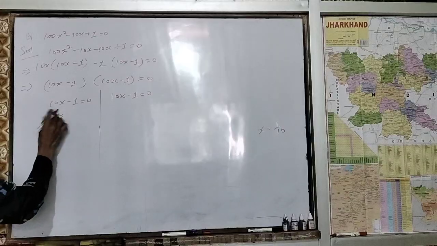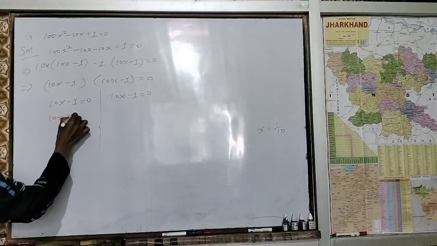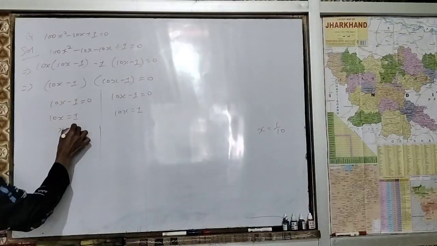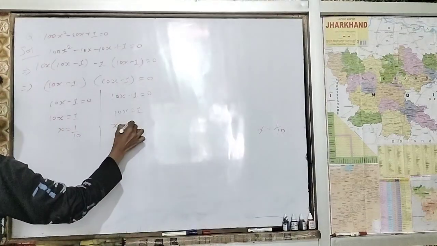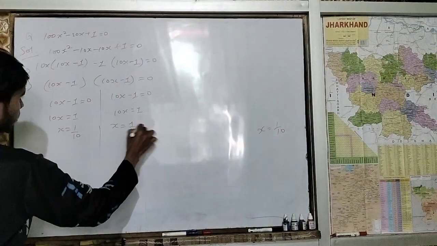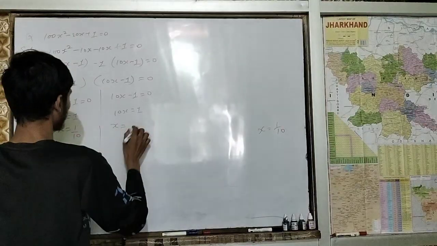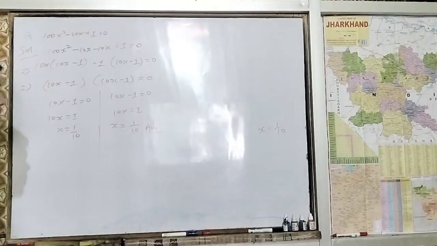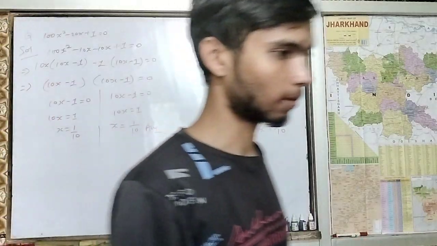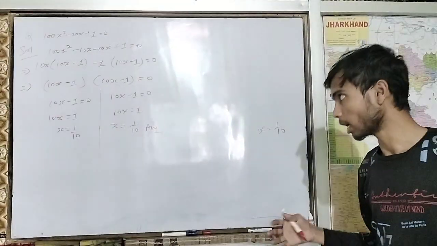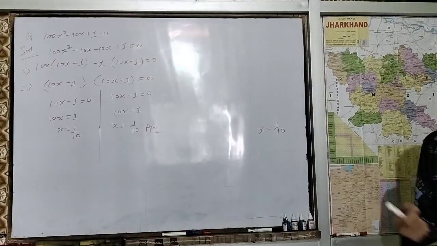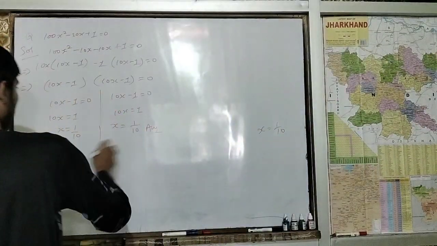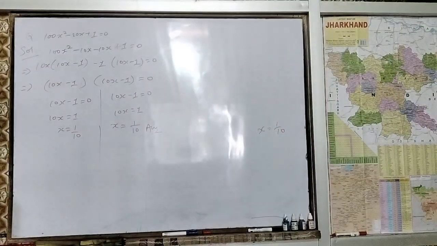In that case, 10x is equal to 1, x is equal to 1 upon 10, and here x is equal to 1 upon 10. This is our final answer. Both outputs of one input are the same. This was the last question. That's all.